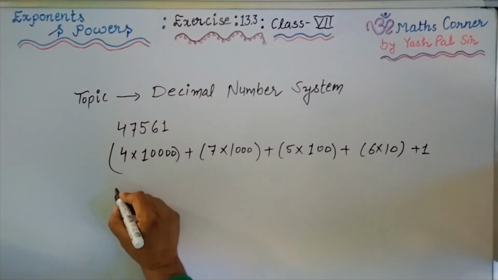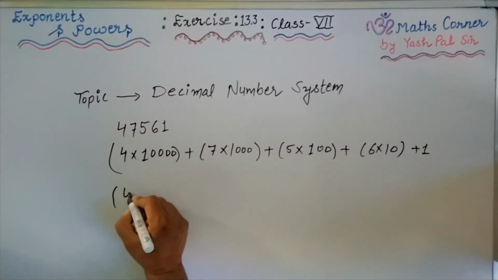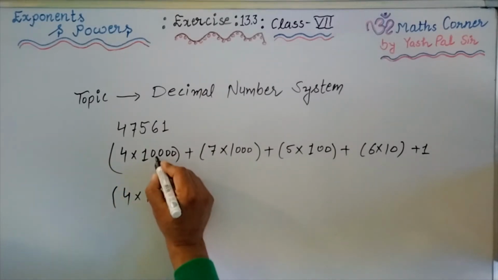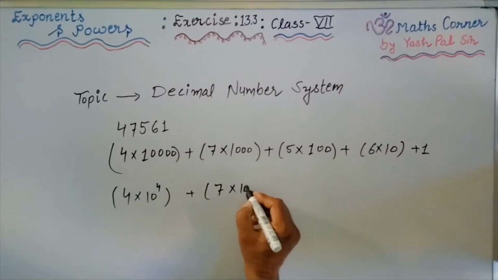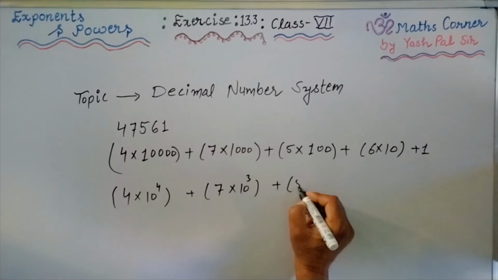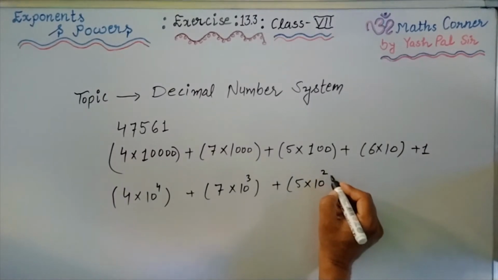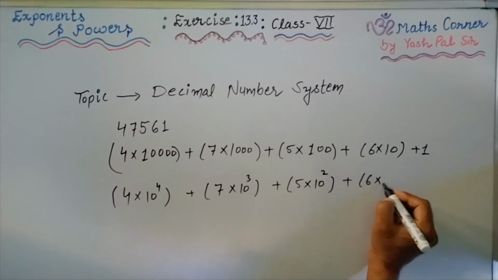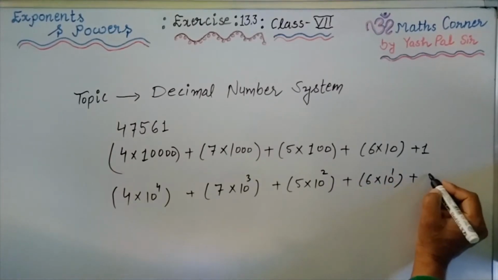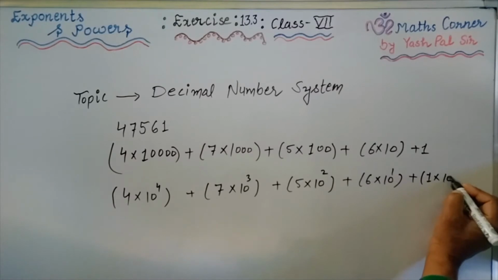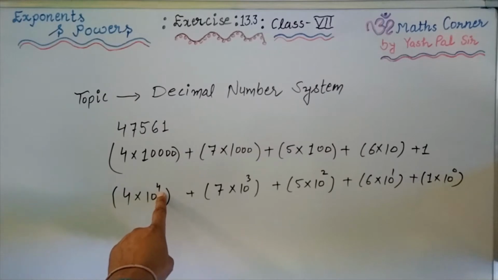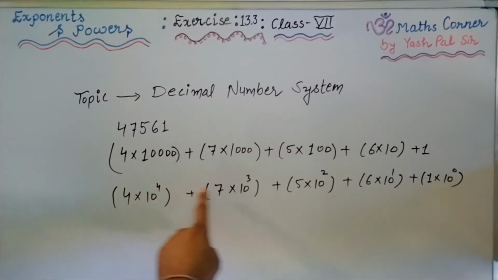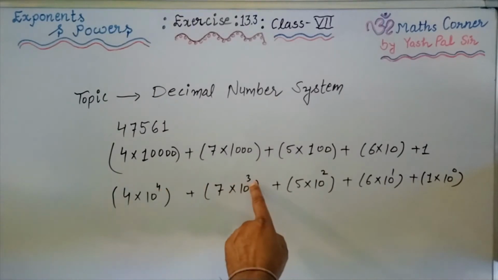One more thing we are going to introduce is that we can write this as 4 into 10 raised to power 4 plus 7 into 10 raised to power 3 plus 5 into 10 raised to power 2 plus 6 into 10 raised to power 1, and lastly 1 into 10 raised to power 0. So the exponent of 10 is going to decrease: 4, then 3, 2, 1 up to 0.